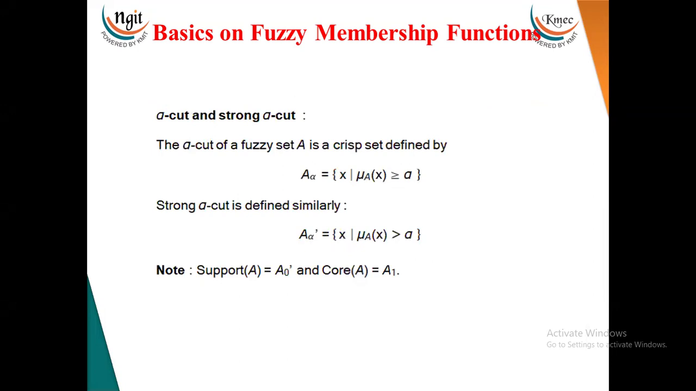Now, alpha cut and strong alpha cut. You give some boundary value alpha. Alpha cut means the membership value should be greater than or equal to alpha. If I take strong alpha cut, it should not be equal to; it should be only greater than this particular alpha.